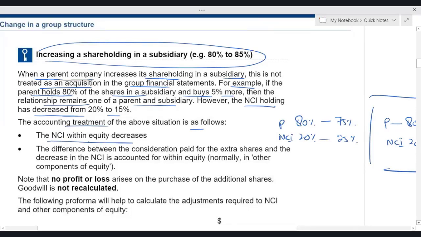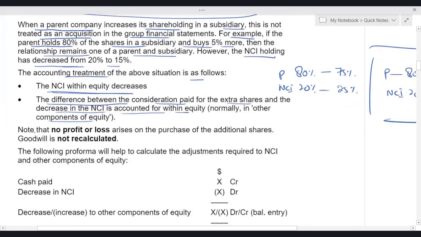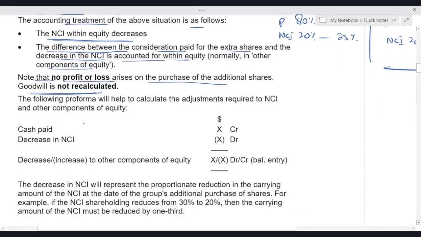The accounting treatment of the above situation is as follows. The NCI within equity decreases, and we should know that when NCI decreases, you have to debit NCI. The difference between the consideration paid for the extra shares and the decrease in NCI is accounted for within equity, normally in other component of equity. Note that no profit or loss arises on the purchase of additional shares. Goodwill is not recalculated. The following proforma will help us. Cash paid, obviously credit. Decrease in NCI is debit.